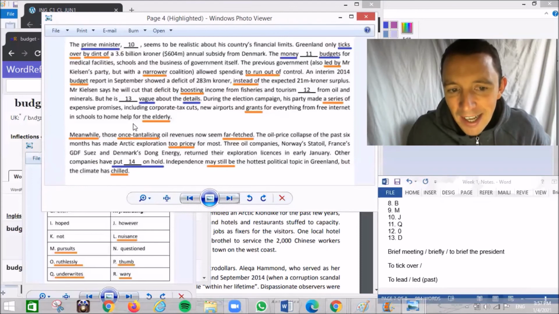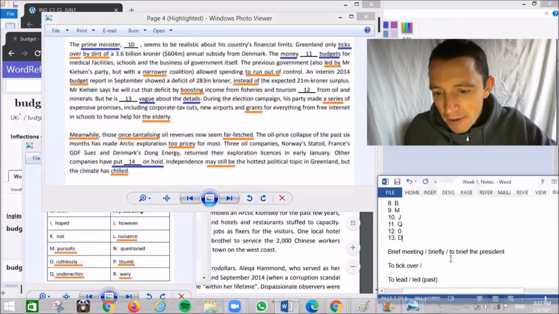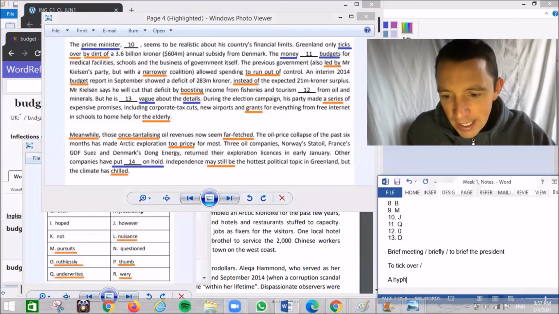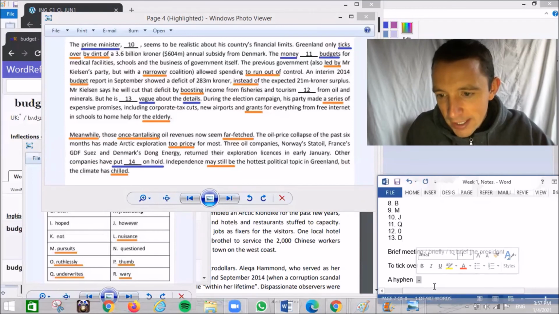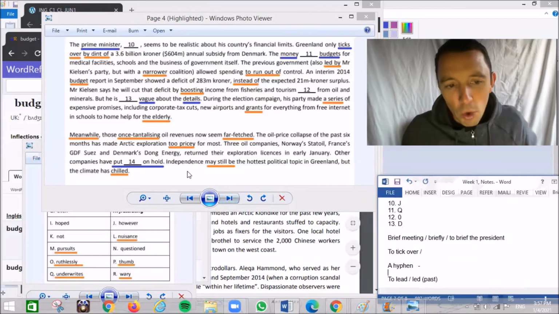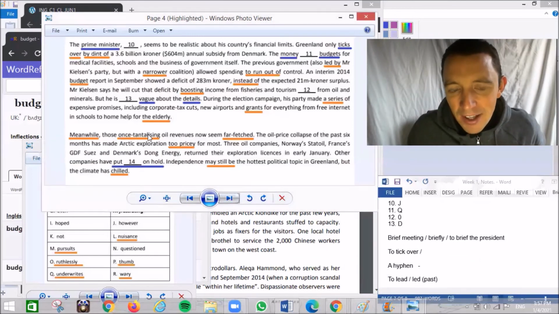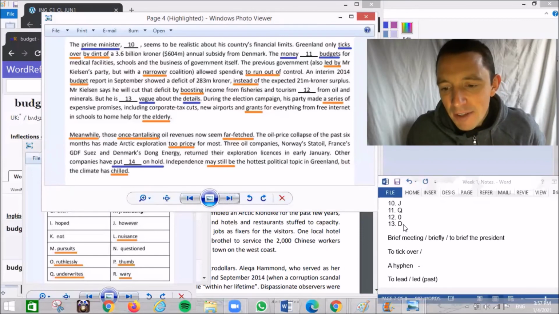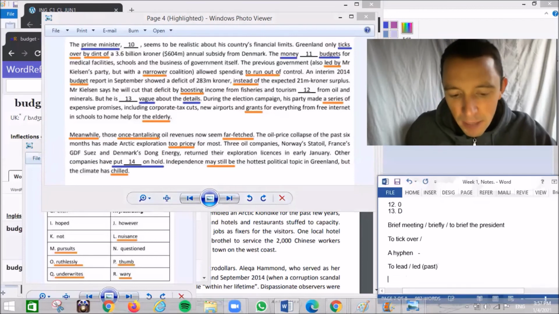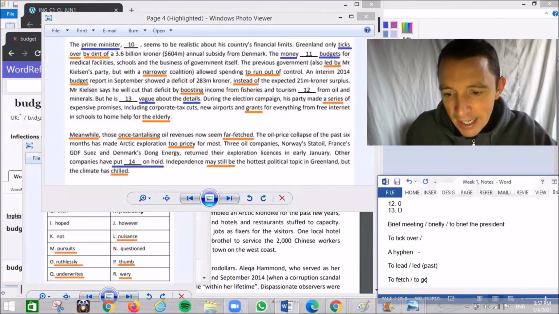Those once tantalizing, very attractive, so you have the hyphen in the middle, and remember, a hyphen is this action here, a hyphen, okay? This word, this action. So it's one word, once tantalizing, once attractive, oil revenue, far-fetched, very, very good word. And the verb is to fetch, similar to get or to attain, okay? To get or to attain.